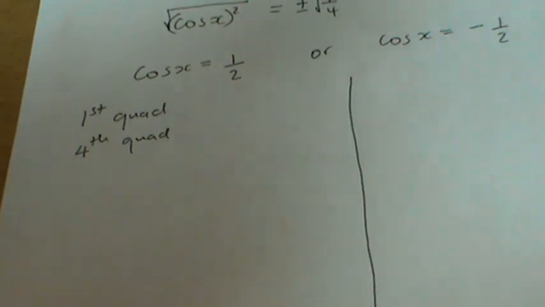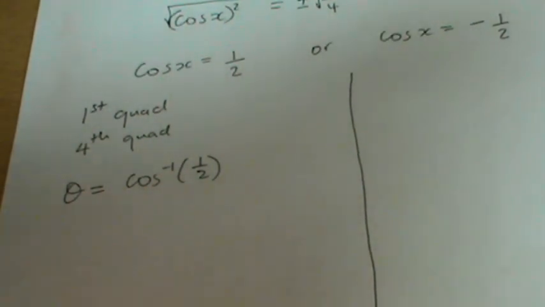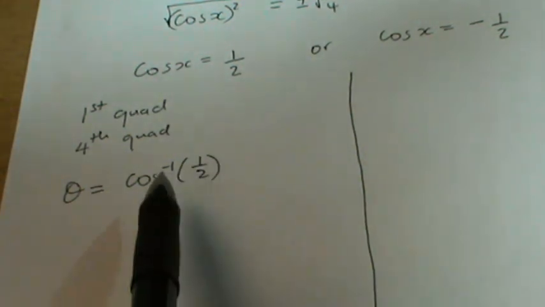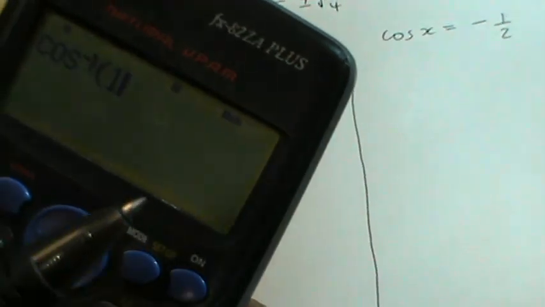Then from there I need to find my reference angle, and to find my reference angle I say theta is equal to cos inverse of a half. You notice I'm not writing as much as I did with the previous ones. That is because the more you practice, the easier it gets. So I have cos inverse of half. This I can just do on my calculator.